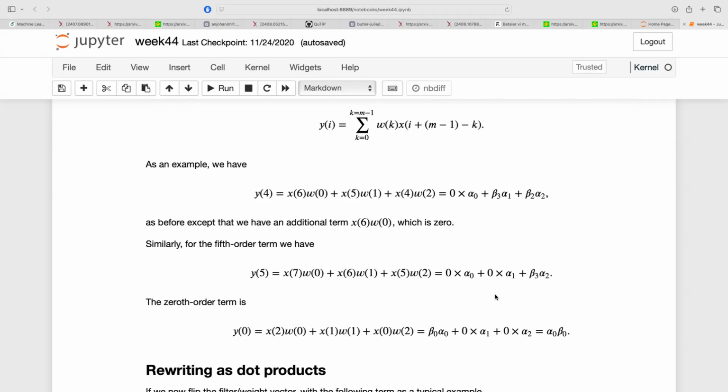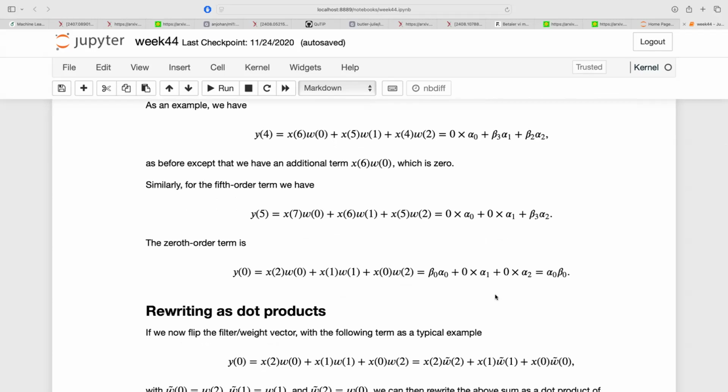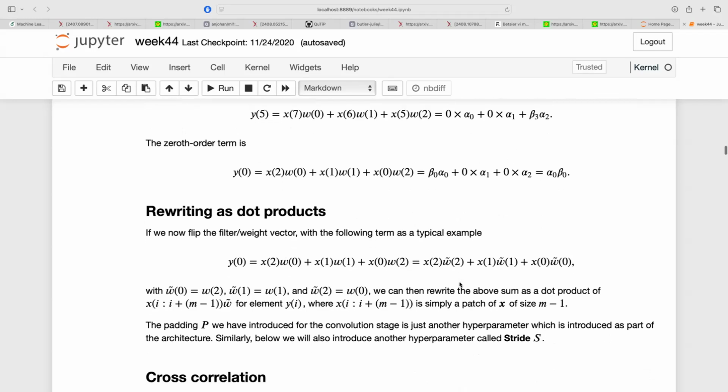So this is just a kind of rewrite of the original two vectors representing a polynomial multiplication. But then we can rewrite it as dot products, because if you see now this y0 here, which is given by these three terms, I can now simply relabel w0 with a w tilde 2. And that means that I can rewrite everything as a dot product of x, starting with i to i plus m minus 1, multiplied with a vector w.